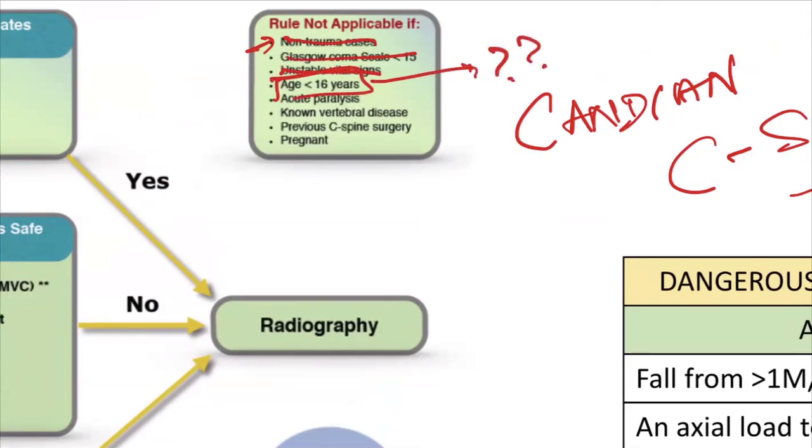Less than 16 years, also still you can use it. Any acute paralysis, or known case of any vertebral diseases, for example cervical spondylosis, or rheumatoid arthritis affecting the C spine, or osteoporosis affecting the C spine. Any previous surgery for the C spine. If the lady is pregnant, then this Canadian C spine rule is not applicable.